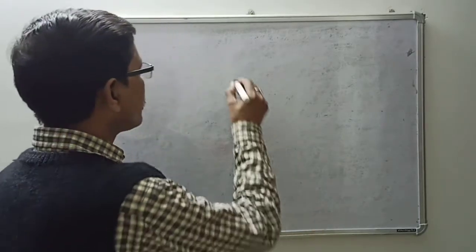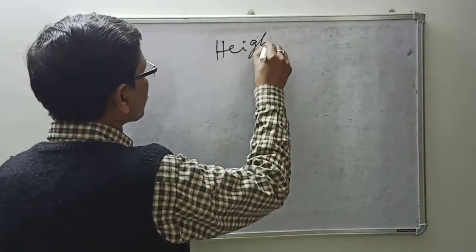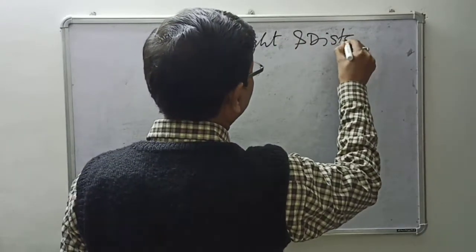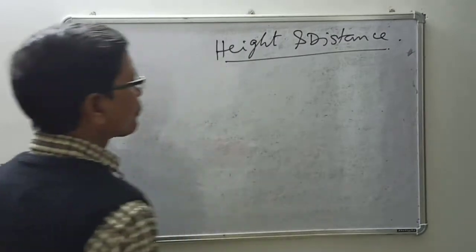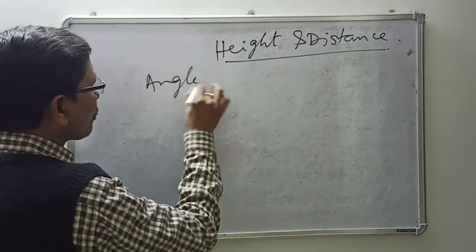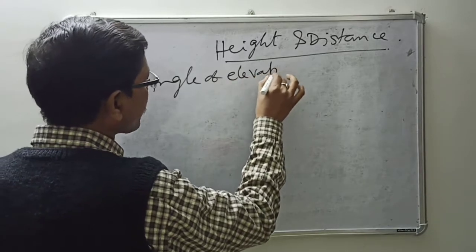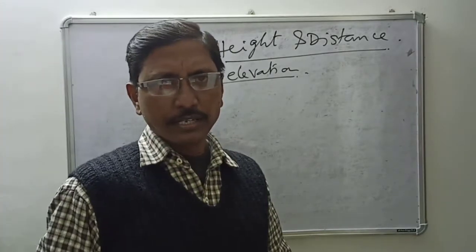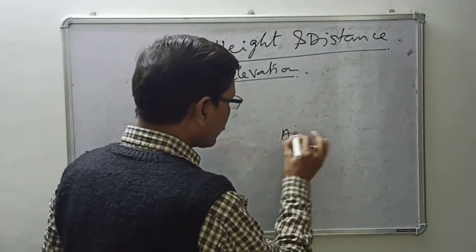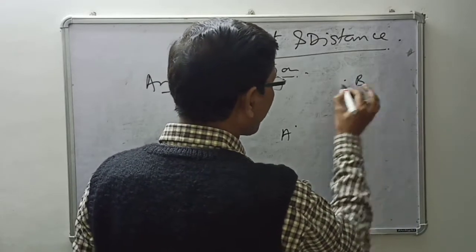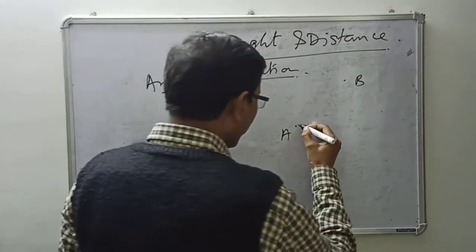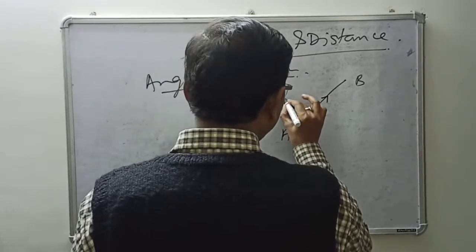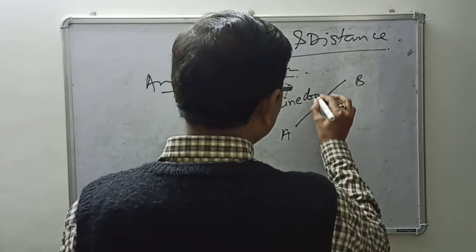First of all, in height and distance, two types of angles you will get. First, you will get the angle of elevation. Elevation means we are observing from down to up. Suppose from point A, we are observing some point B upwards from A. The line by which we are observing is called the line of vision or line of sight.